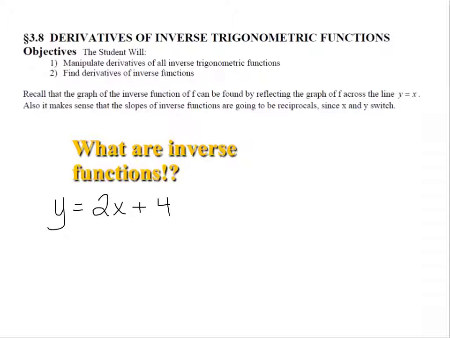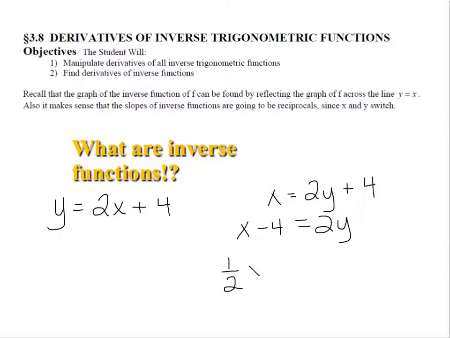Do you remember that to find an inverse function, if I give you something like y equals 2x plus 4, the inverse is when you switch x and y around. So we would have x equals 2y plus 4. So we'd find the inverse by now solving for y here. So we would subtract 4, then divide by 2. So we would have 1/2 x minus 2 equals y. And do you remember we called that the inverse of y? We used a little -1.